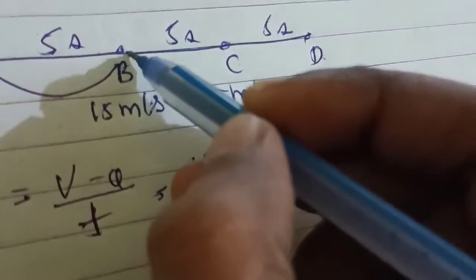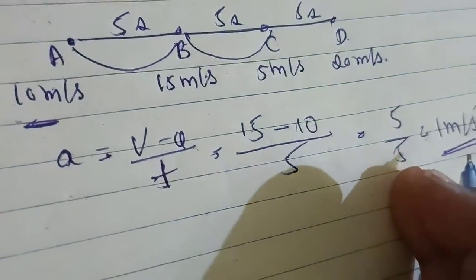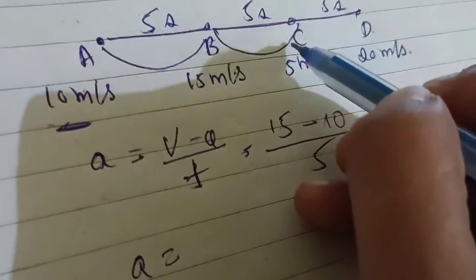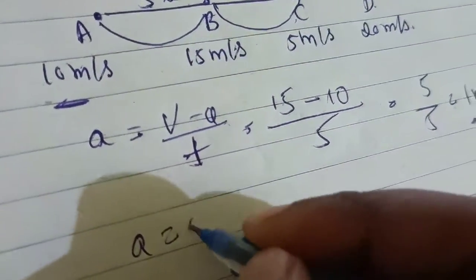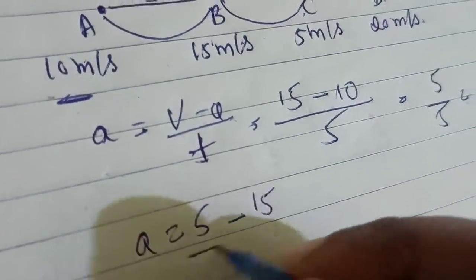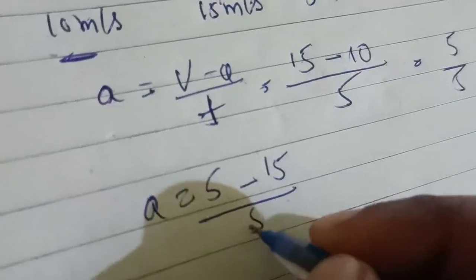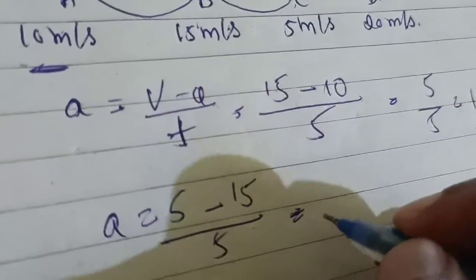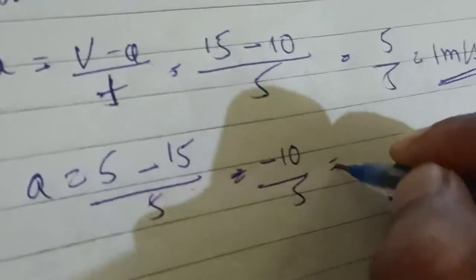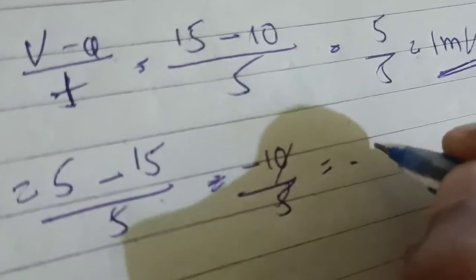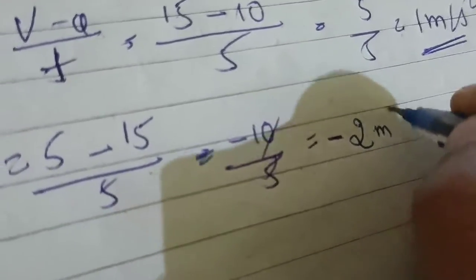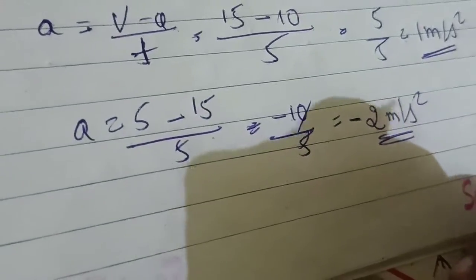Now let's consider from B to C. The car moves from point B to point C. So what will be the acceleration? The final velocity is 5 and the initial velocity is 15. And what is the time? 5. So 5 minus 15 is minus 10, divided by 5. So 5 twos are 10, whereas minus. So minus 2 meter per second square.